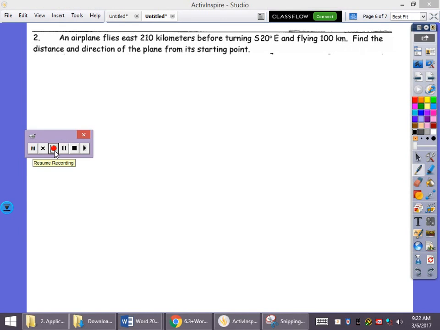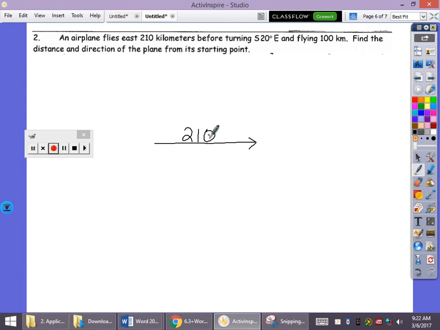All right. So now we are back to one where it's directional, and this is one of the harder directional ones, so I need you to listen very carefully. A plane flies east at 210 kilometers per hour. And then it's going to turn. Now, this is not southeast. This is 20 degrees east of south.